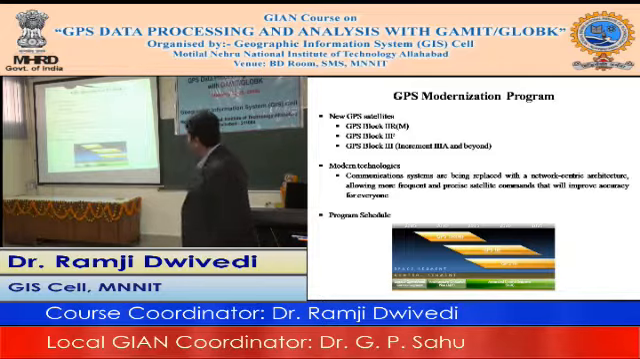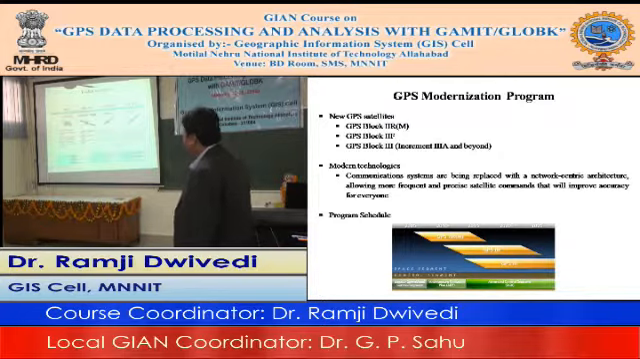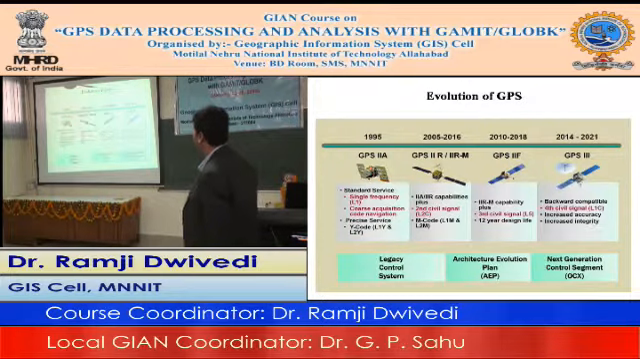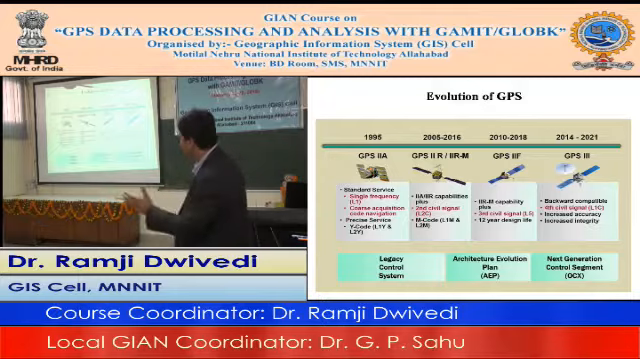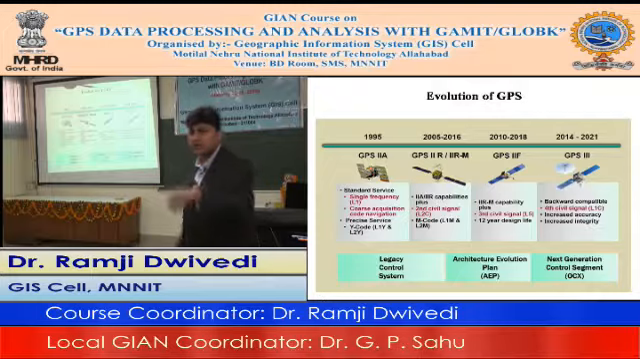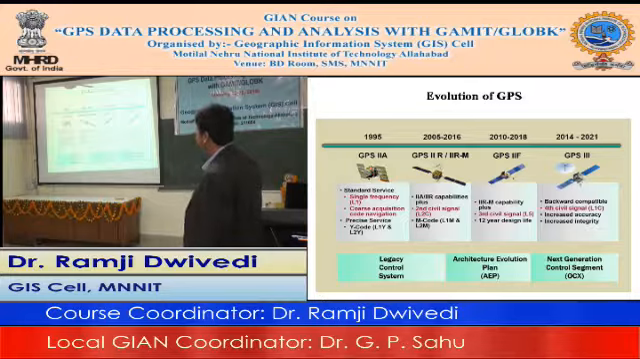The communication system is also being replaced with a network-centric architecture to allow more frequent and precise satellite commands that will improve accuracy for everyone. So that's the summary of GPS from advanced, the replenishment, follow-on, and third block. That's how the signal frequencies and carriers improved, how the carriers were available in the second block, then improved. The military code is also coming, whose purpose is to replace the PY code in future. Similarly the third and fourth civil signals are coming for pure civilian purposes.